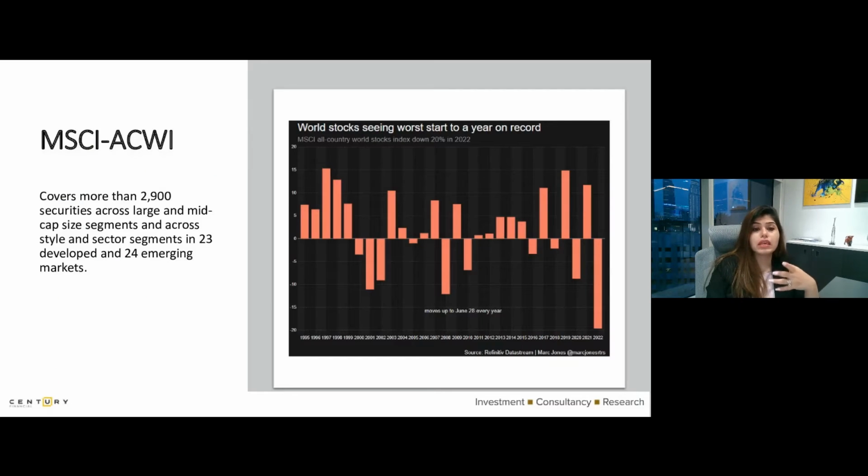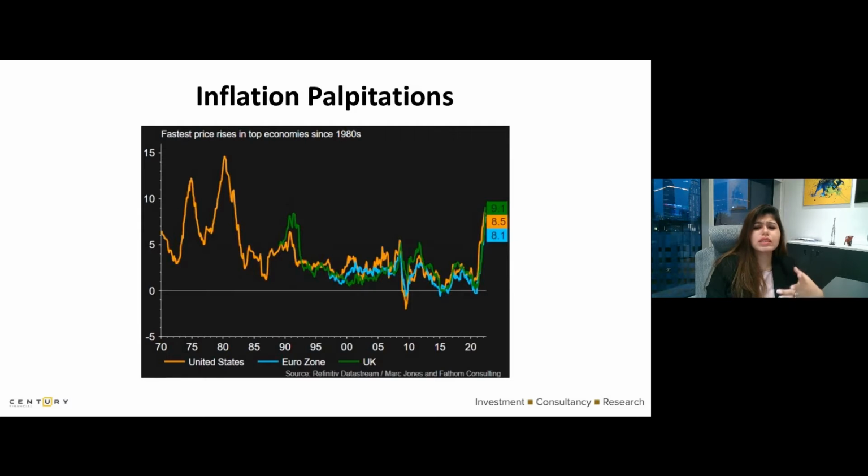Now, if you can see over here, this has been the primary cause for the reasons why markets have witnessed such a huge correction this year. So, in the United States, inflation was at 9.1%. In the UK, it came in at 8.5%. And in the Eurozone, it was 8.1%. So if you can see, this has been the fastest rise in inflation since 1980.